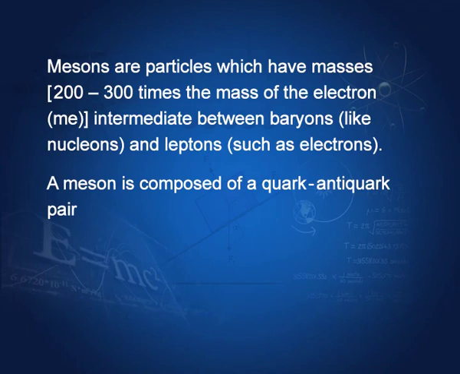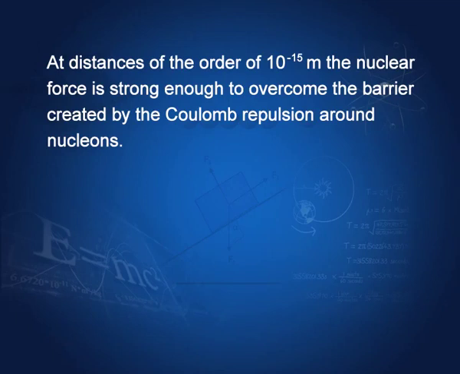Mesons are intermediate mass particles. And it is the exchange of mesons between the nucleons that results in the residual strong force. So, at a distance of the order of 10 to the power minus 15 meters, that is 1 Fermi, the nuclear force is strong enough to overcome the barrier created by the Coulomb repulsion. We started with this: if there is Coulomb repulsion between protons, how do they exist together? Now, we have found that the Coulomb repulsion is overcome by the strong nuclear force, a strong residual force.